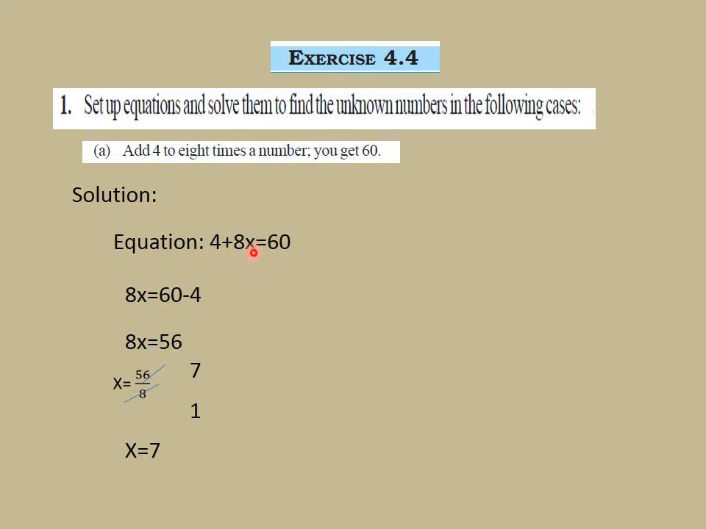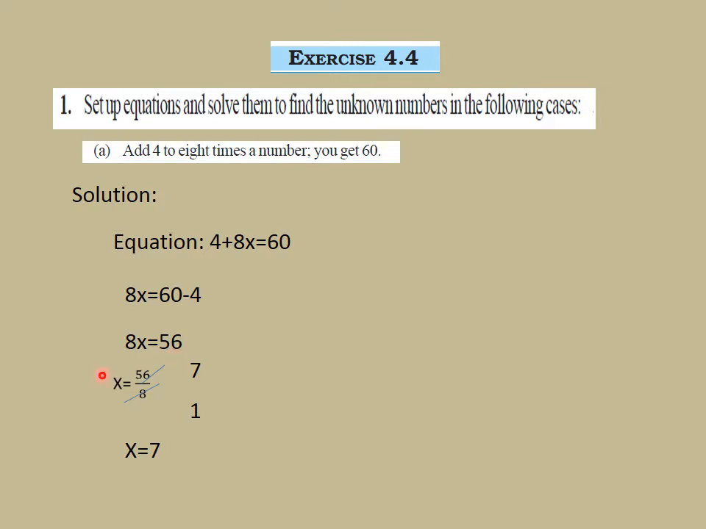So then what do we have to do? We have to take this 4 to the right hand side first, isn't it? And what is the sign of 4? Because there is nothing before it, the sign of 4 is plus. Okay. So when you take it to the right hand side, plus 4 becomes minus 4, so it becomes 60 minus 4. What is 60 minus 4? It is 56. 8x is equal to 56.